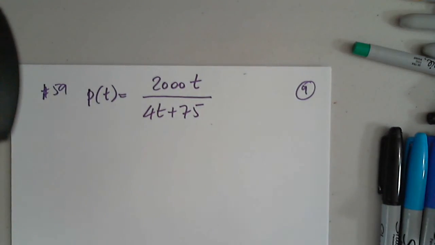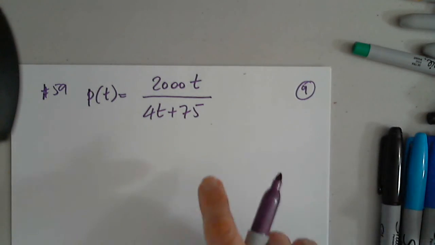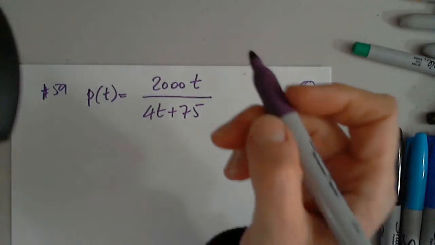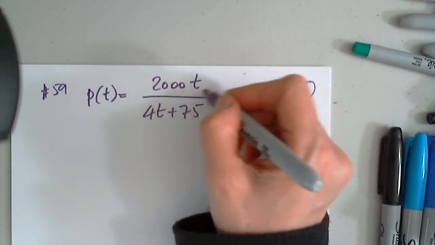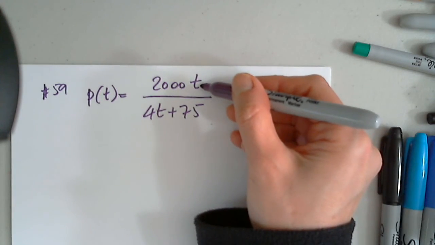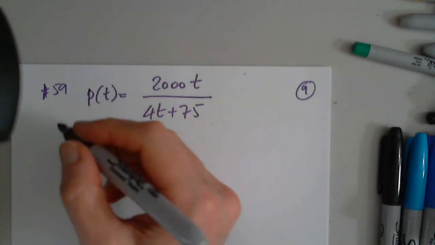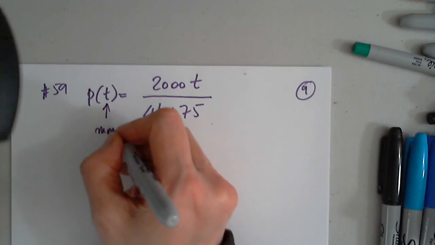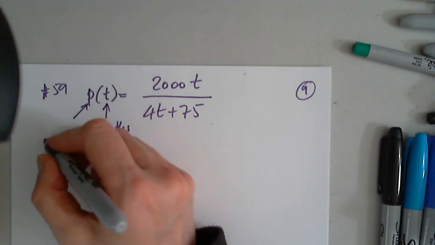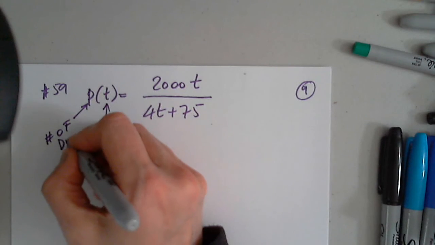Okay, so we are given a function as p of t as 2000t over 4t plus 75. This one I will not change into 2000t times 4t plus 75 to the -1. I will not, because there is not a constant at the top, but their function. Okay, so it's the population of deer in an area after t months. I take notes. Months. P, number of deer.